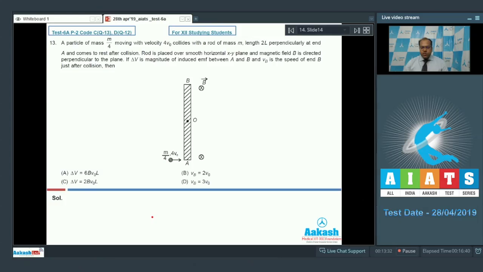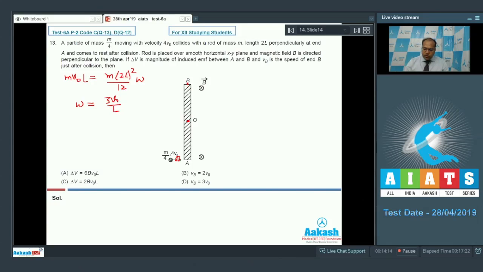So let's analyze the situation. After collision, the velocity of mass m by 4 becomes 0. So if I write the angular momentum equation about point O, then we can write m by 4 into 4v0, that is mv0 into L, is equal to I omega. So I for the rod can be written as m into (2L) square by 12, into omega. If I solve this, the value of omega comes out to be 3V0 by L.